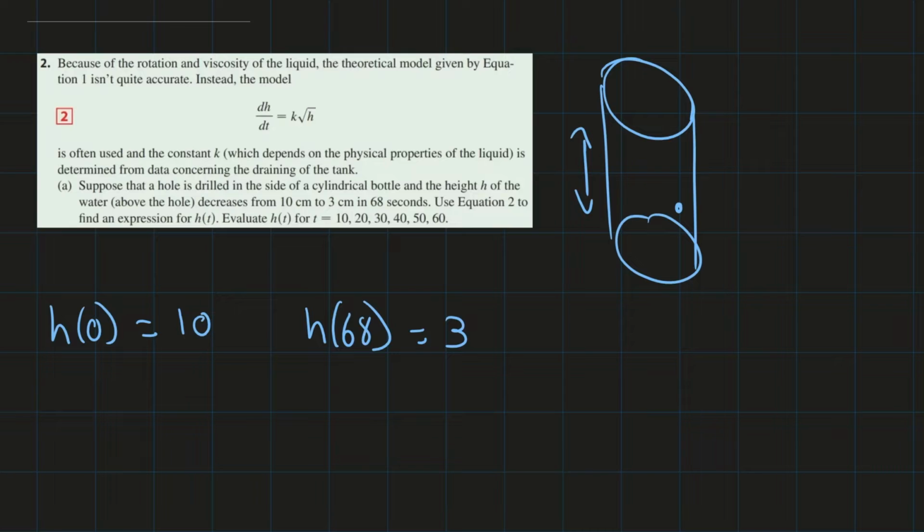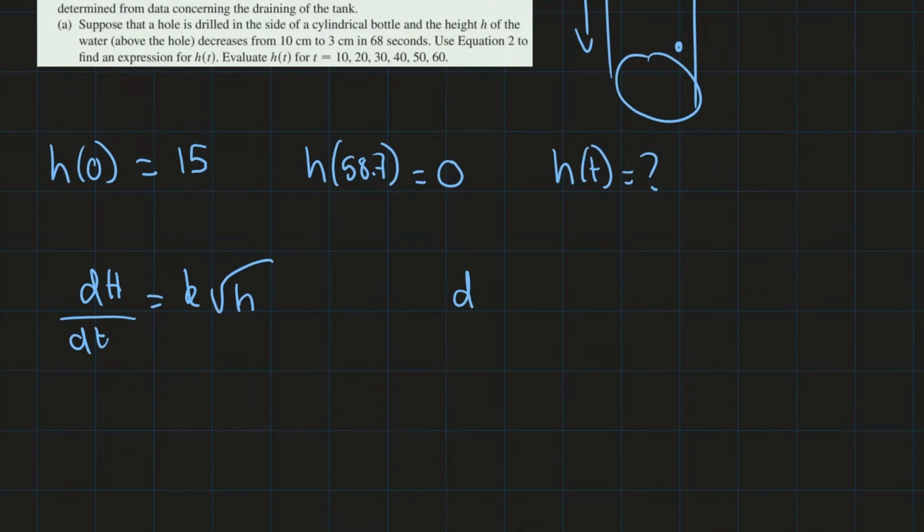In our case, our model was using 15 centimeters as its height, so we're going to be making h of 0 15, and h of 58.7 is going to be our 0 when we have no water left inside our cylindrical tank.